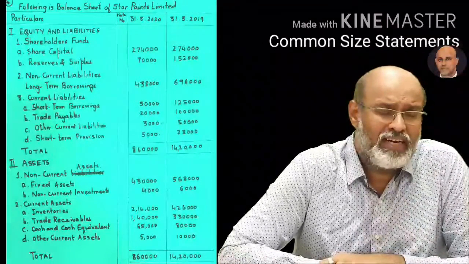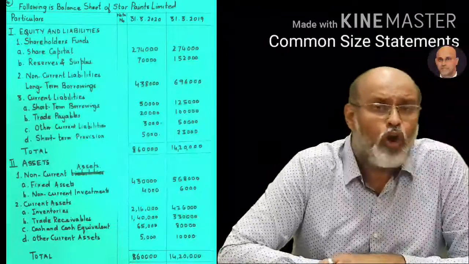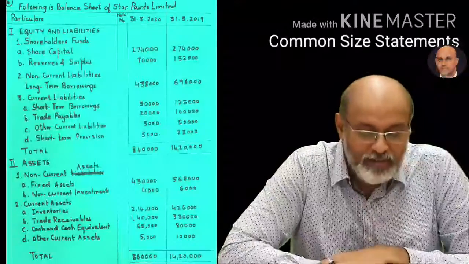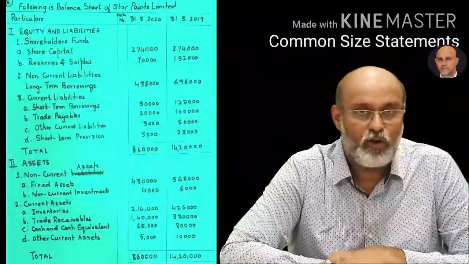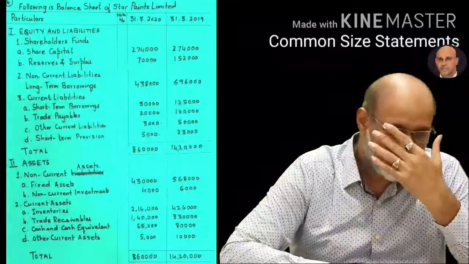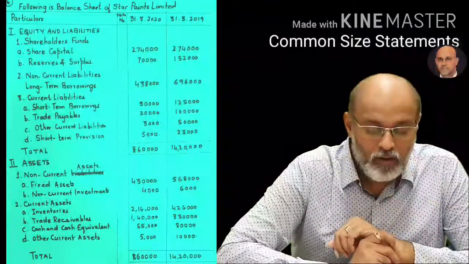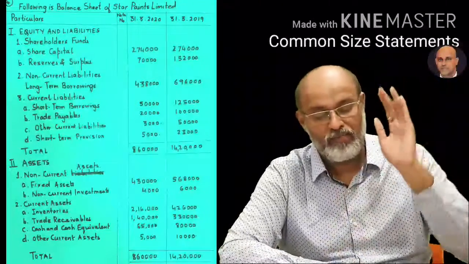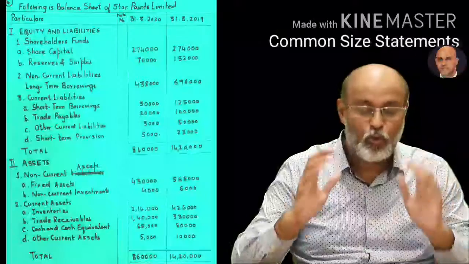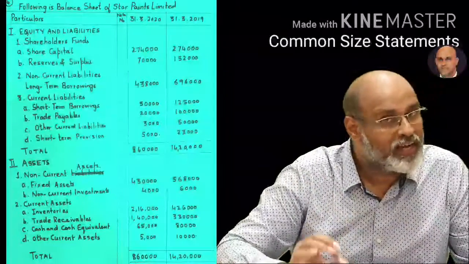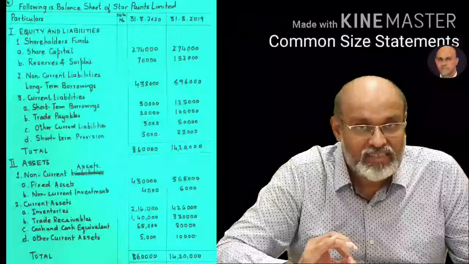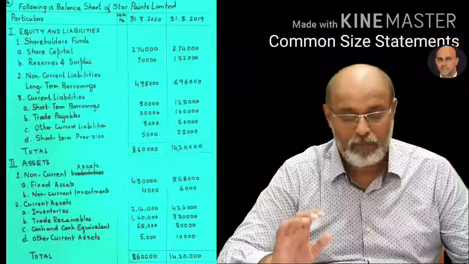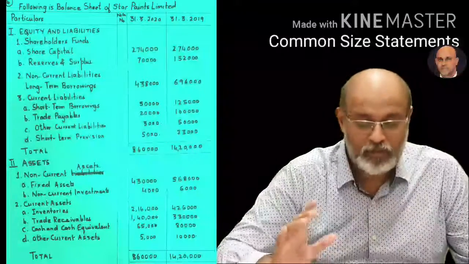Here your assets are divided into two parts, that is your non-current assets and your current assets, and your non-current assets are further divided into fixed tangible assets and non-current investments. So let us take this up. Your figure of fixed assets is 5,68,000. You take 5,68,000 divided by the total assets, which is 14,20,000, multiplied by 100, and that will give you 40%.